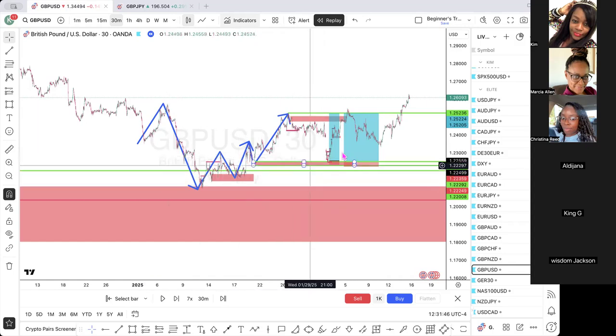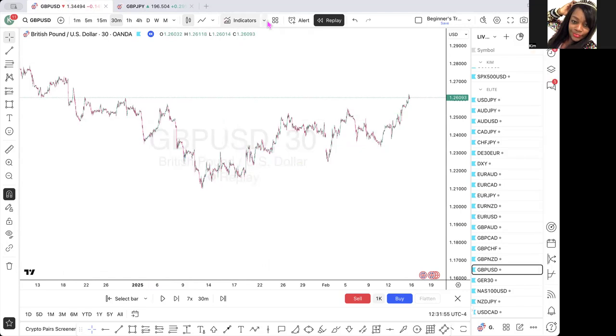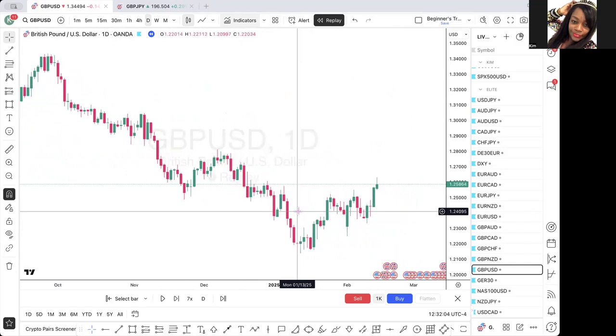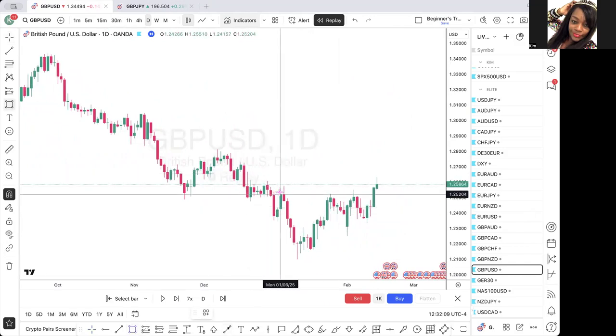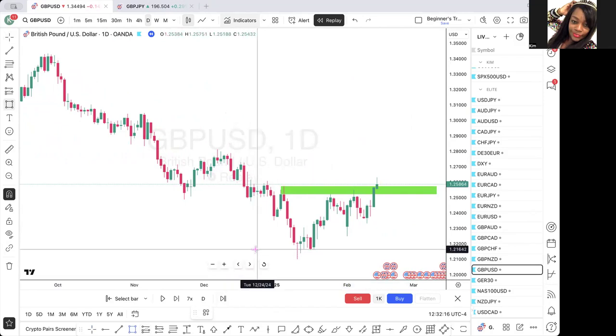Now I'm gonna tell you, my chart never looked this crazy. I trade with a clean chart. So when I'm on my daily, I mark up this as my current. I mark up this zone, and I mark up this zone because this is my swing low.